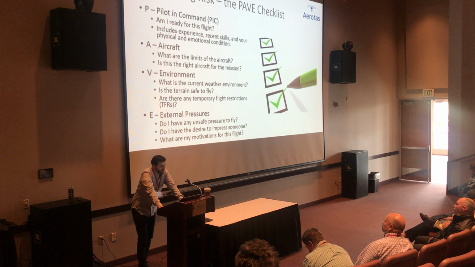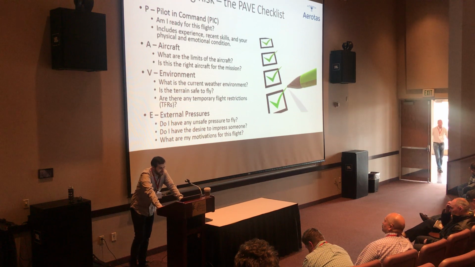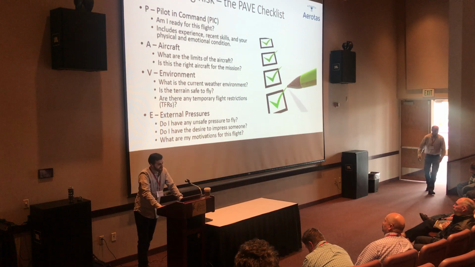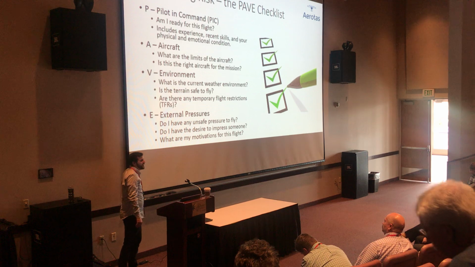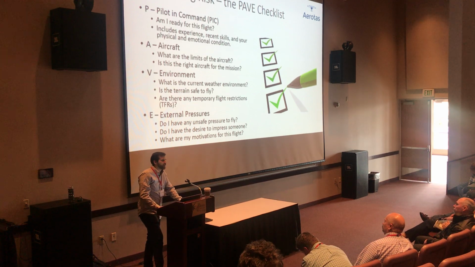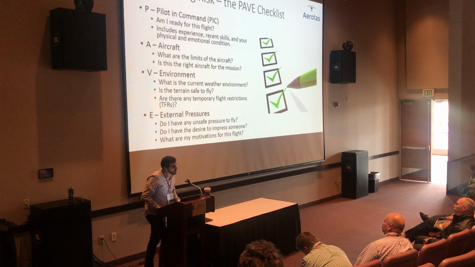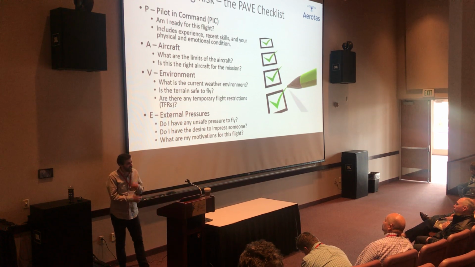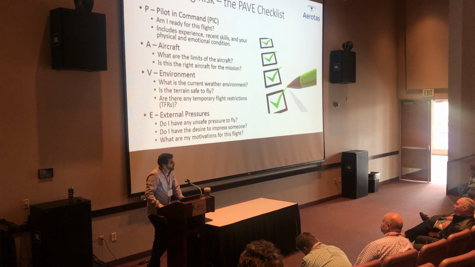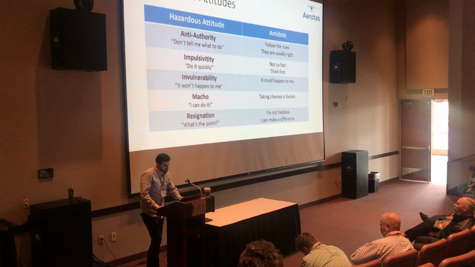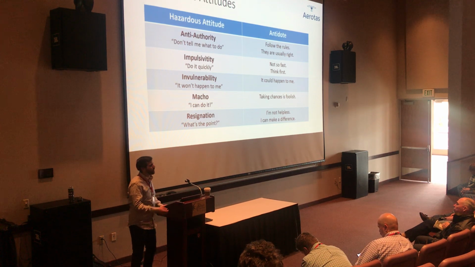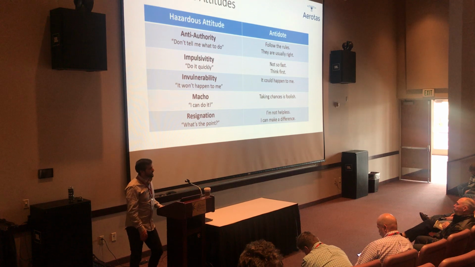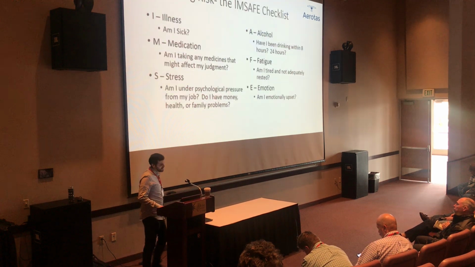And last is going to be external pressure. Do I have any unsafe pressure to fly, the desire to impress someone, and what are my motivations for this flight? Again, this is the whole hey, the boss is pressuring you to get this done. Buck stops with you. It is your responsibility as the remote pilot in command. As part of your good risk management process, you need to ask yourself these questions. Do I have unsafe pressures? Do I have a desire to impress someone? Be it a boss, a coworker, a friend, whatever. If you're trying to show off, heck, we can go back to here. Showing off with people is often going to be that kind of macho attitude. Hey, yeah, look at this. I can impress you. I got this, no problem. But taking those chances is foolish, as it says. That's your antidote to that sort of thing.